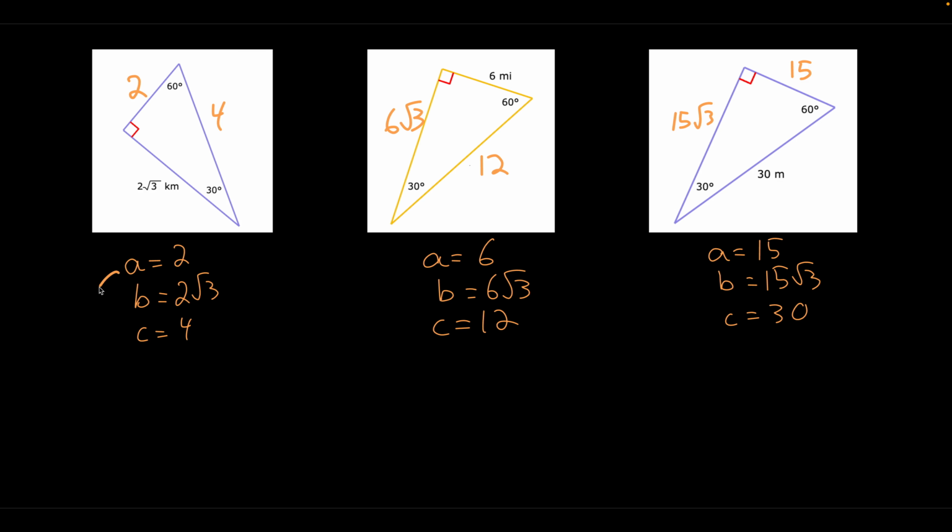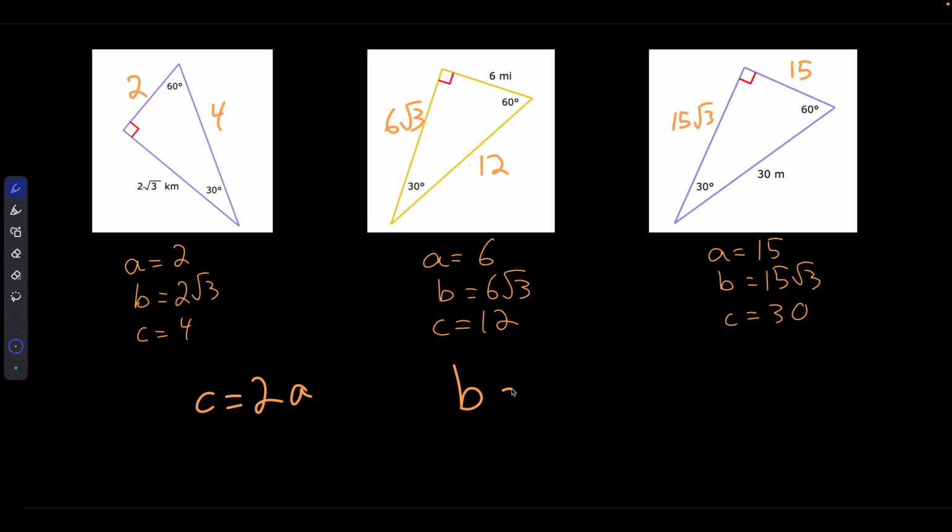So let's start with A and C, because most students see that one first. C is always equal to 2 times A. It's always double, right? So 2 to 4, 6 to 12, 15 to 30. Cool. So C is always equal to 2 times A.